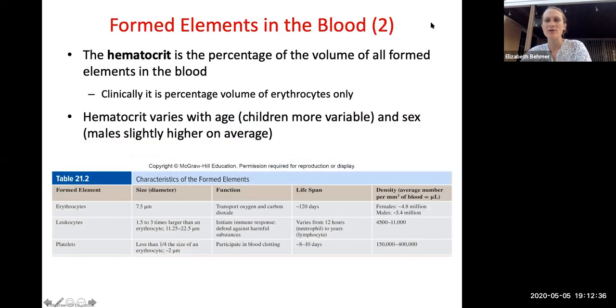So then we'll talk a little bit about the hematocrit. The hematocrit is the percentage of the volume of all formed elements in the blood. And because formed elements are mostly made up of erythrocytes, red blood cells, clinically it's just the percentage volume of erythrocytes. The hematocrit can vary with age and your sex or gender. Children can be a little more variable, and males have a slightly higher on average hematocrit or percentage of red blood cells than females. You can see here the general size, the function, the lifespan, and then the density in blood of each of the formed elements.